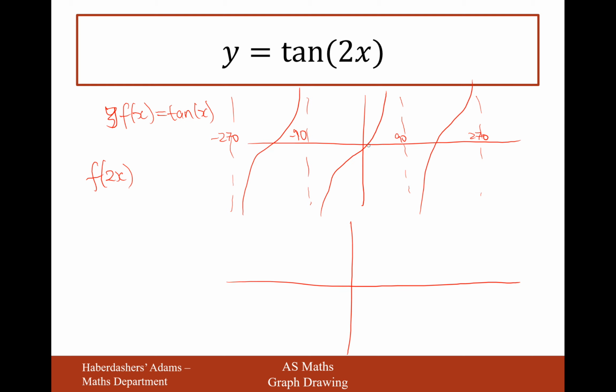So this one here is going to get squished inwards by a factor of 2. So this would be at 45 and minus 45. And then the next one, 270, well that would be at 135 and minus 135. And once again, lots of probably skinnier x cubed shaped graphs in there.